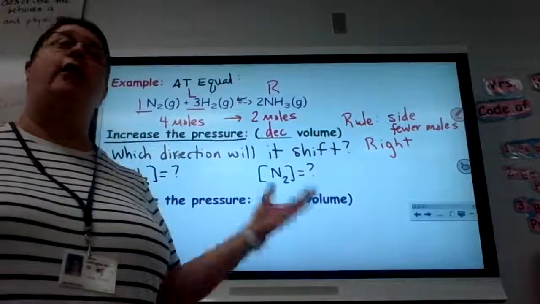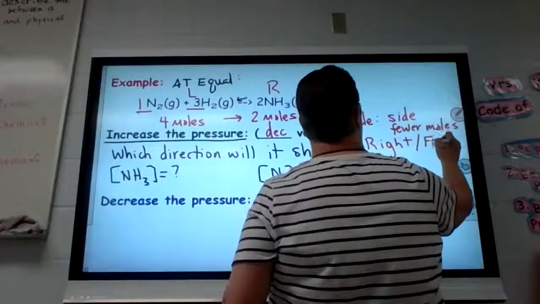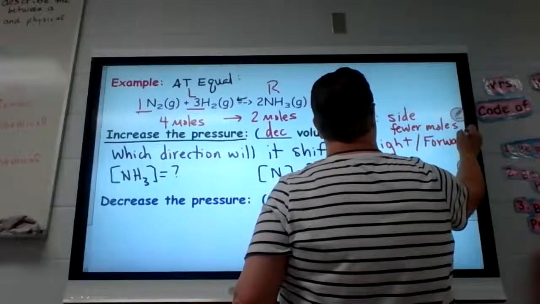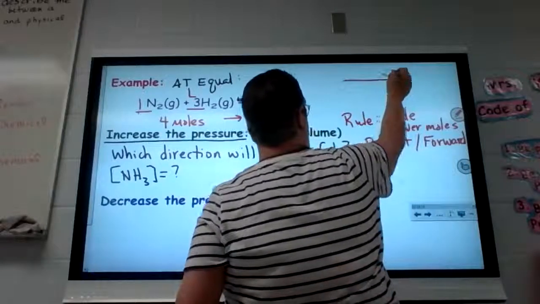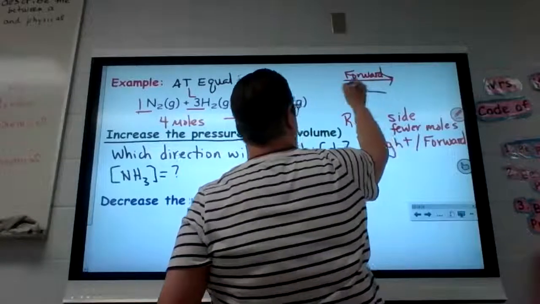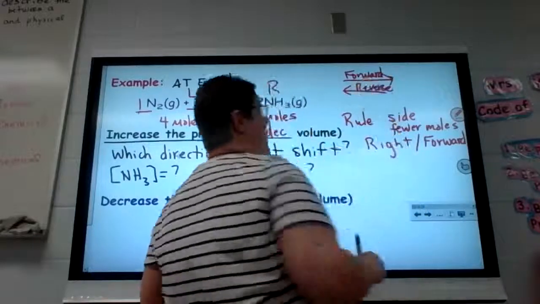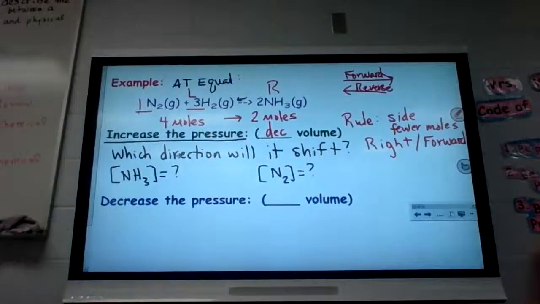Now, what other way can we say to the right? We can also say forward. The forward reaction is that way. The reverse reaction is that way. Sometimes questions like to use forward and reverse. So, right or forward.